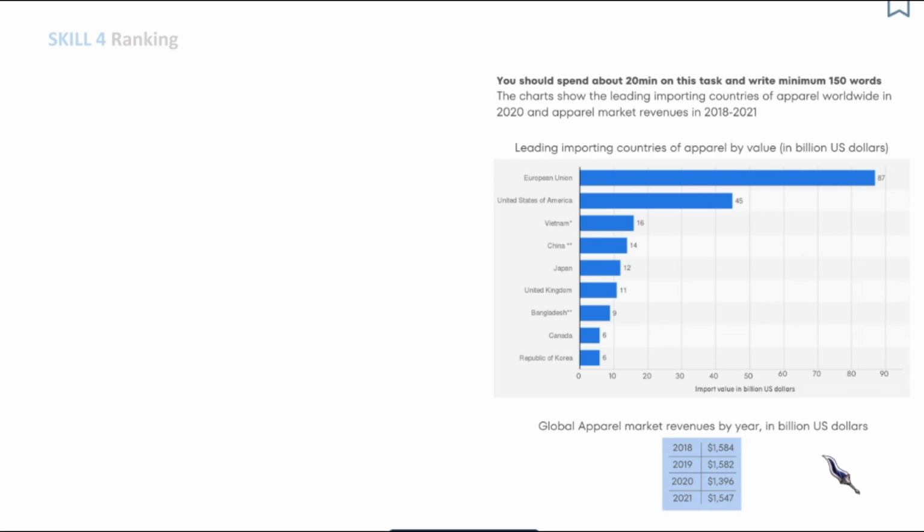Now at the screen you can see a multiple graph. It consists of a bar graph and a table. So the bar graph shows the leading importing countries of apparel worldwide. Apparel is the same as clothes, and worldwide means in the entire world, globally. The table over here compares apparel market revenues in 2018-2021. Revenues is income, so how much money this apparel market made in those years.